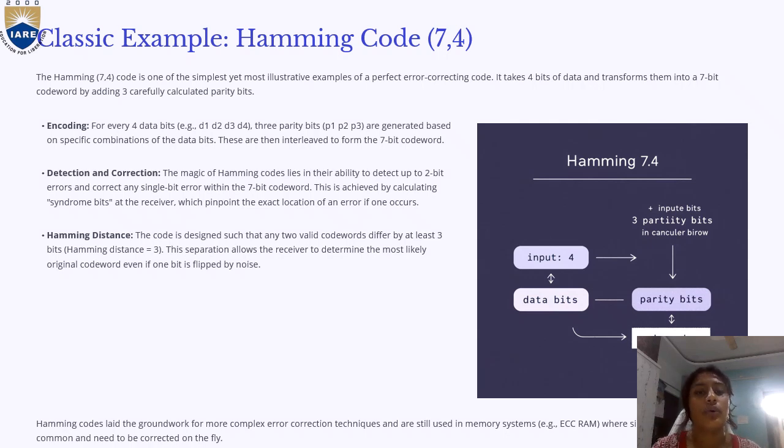Hamming distance: the code is designed such that any two valid code words differ by at least 3 bits. This separation allows the receiver to determine the most likely original code word even if bits are flipped by noise.